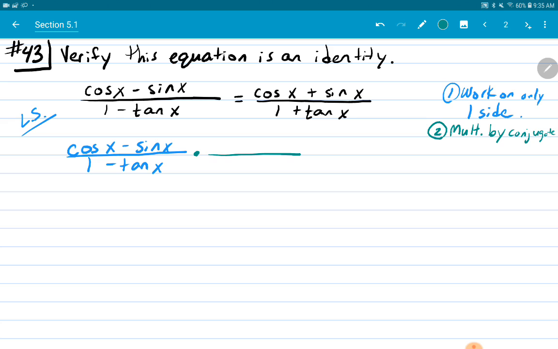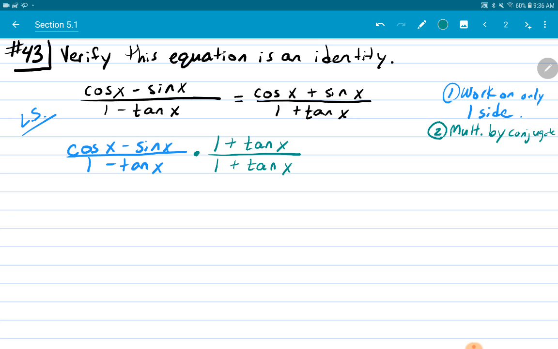I could choose either cosine of x plus sine of x or 1 plus tan of x. It doesn't really matter which one I start with. I'm going to start with 1 plus tan of x, get it in there right away, but I still have to get the other one anyway by using some algebra tricks. So I'm going to start with just this one. I'm going to do the conjugate of the denominator, and that's pretty random. I could have done the conjugate of the numerator instead, but this is the path I'm going to take.